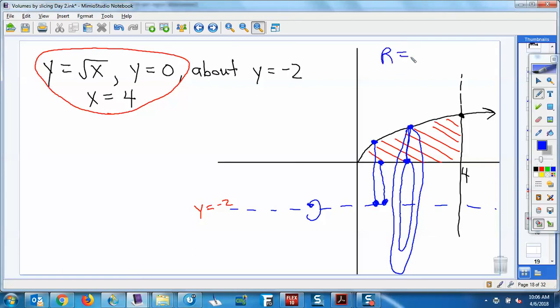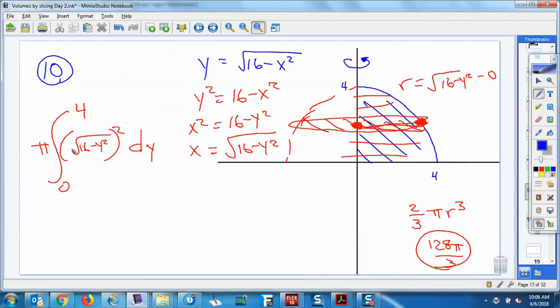Now, here's where it becomes really important to write these out. So what's big R in this problem? Square root of x minus negative 2, which turns into square root of x plus 2, right? It's the top y value, square root of x, minus the bottom y value, negative 2. Okay, and what's little r? Because it's 0 minus negative 2, right? It's this y value, 0, minus this y value, negative 2. Now we can do our integral.